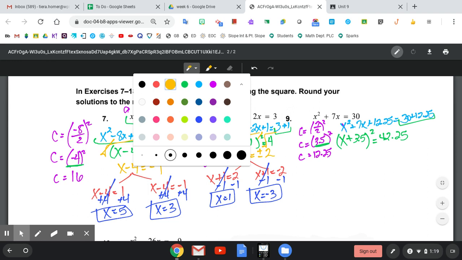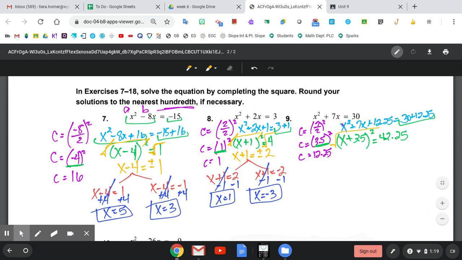Next, I want to start to solve. So I need to get rid of my squared by taking the square root. Notice this is always our first step to solve. These all are following the same steps: find our c, factor, take the square root. Okay? So I'm going to take the square root of both sides.